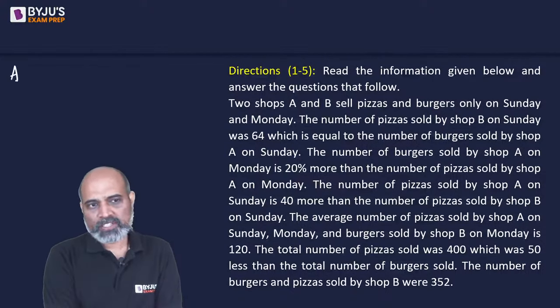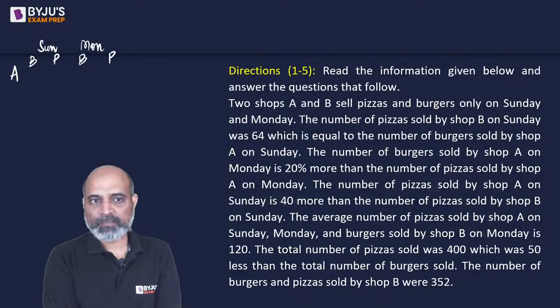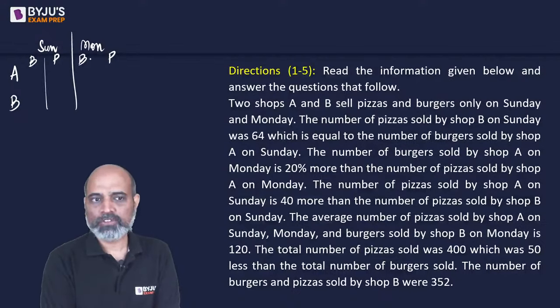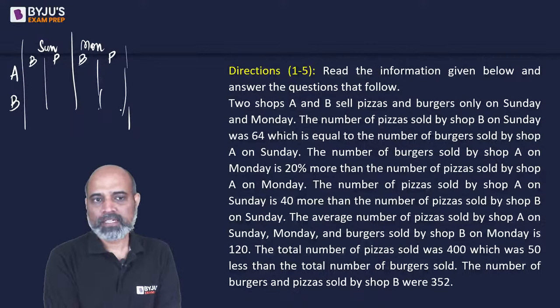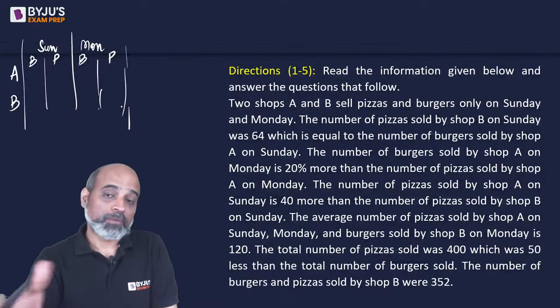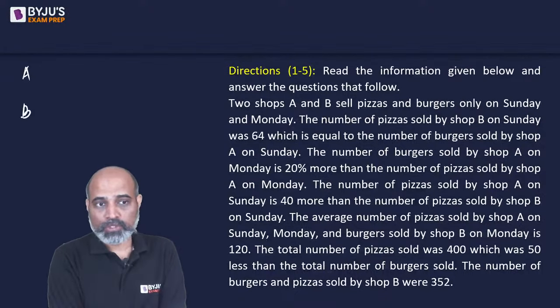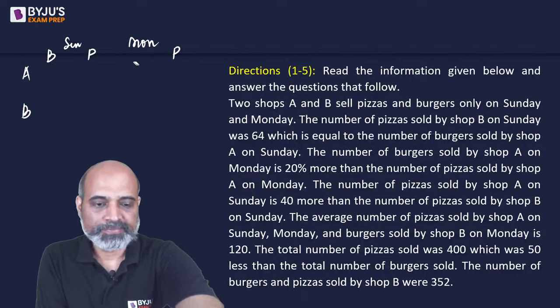So can we write it like this? We have shop A, then on Sunday they are going to sell burgers and pizzas, and then again on Monday they are going to sell burgers and pizzas. Same goes with shop B. We should represent something like this, that on Sunday both are being sold, on Monday both are being sold, isn't it? So let's draw a larger table because sometimes we end up writing expressions. So we have two shops A and B. On Sunday they are going to sell burgers and pizzas, and on Monday they are going to sell burgers and pizzas. Let's keep them equidistant.